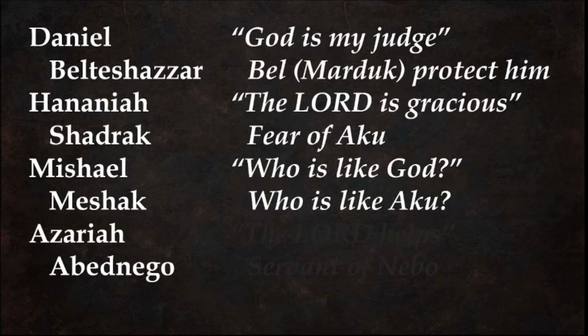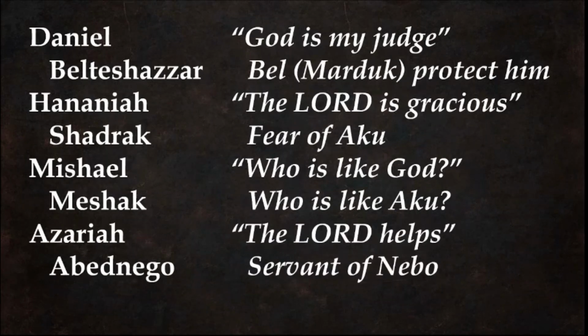So kind of the same name, just a different divinity at the end. And then Azariah, the Lord helps, becomes helper or servant of Nebo, Abednego, and another divinity, something like that. So they give some names that are kind of close, but they're a little bit more Babylonian. And then from there, the young men are going to talk about being steadfast in their faith.